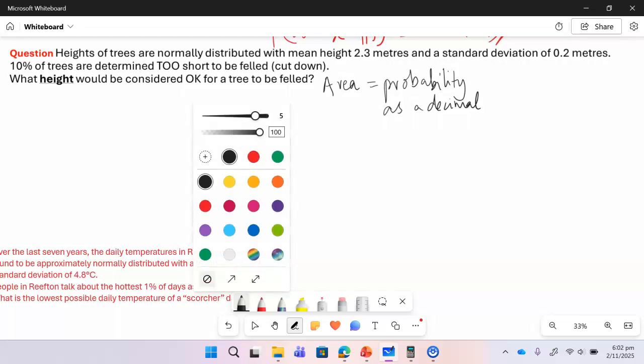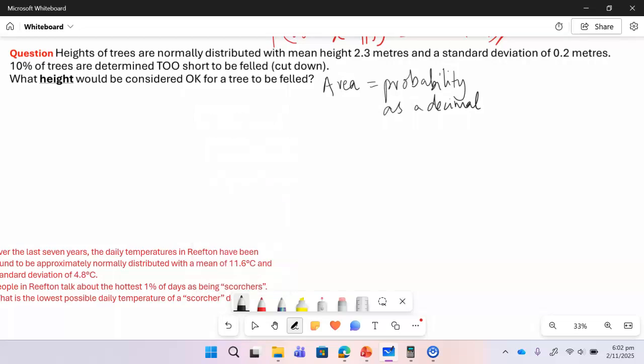So always start by sketching your tree diagram. Let's do this question here with the trees. Normally distributed with 2.3 meters, so we know that the mean is 2.3. Write that down. And standard deviation is 0.2. 10% of trees are determined too short to be felled. What height would be considered okay for a tree to be felled?